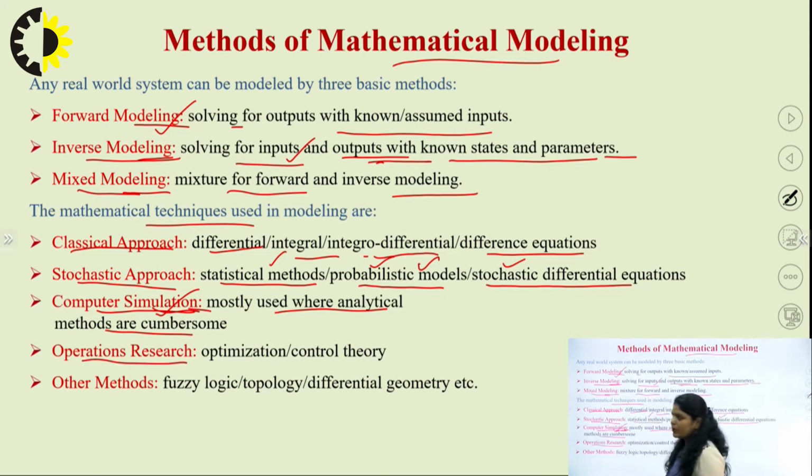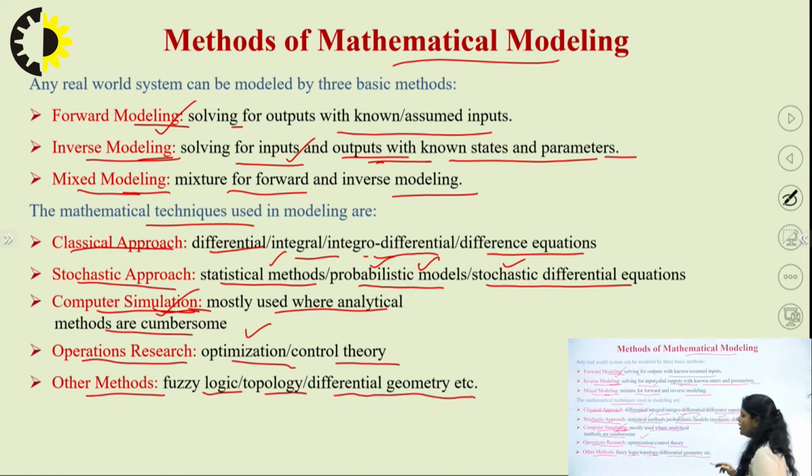Then we have operations research. All the optimization techniques or control theory come under operations research. Examples of optimization techniques are linear programming and simplex methods. All these are part of operations research. Other methods like fuzzy logic, topology or differential geometry, etc., can also be used to solve mathematical problems.